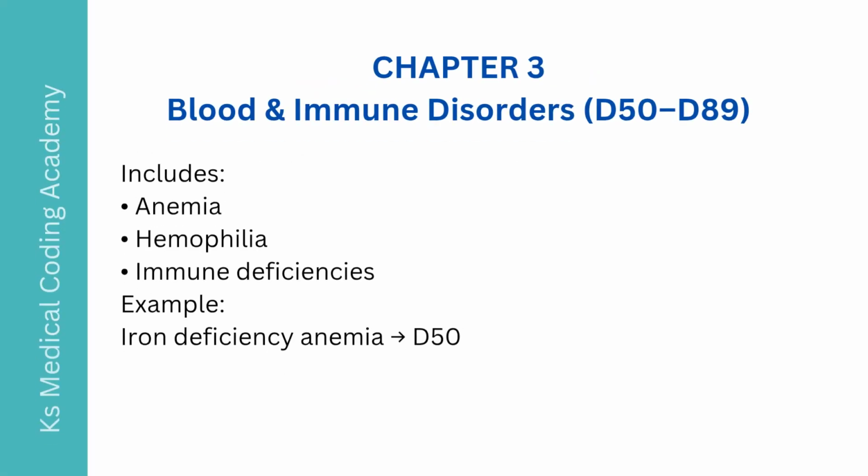Chapter 3. Chapter 3 includes diseases of the blood and immune system, coded from D50 to D89. Common conditions in this chapter include anemia, clotting disorders, and immune deficiencies. For example, iron deficiency anemia is coded using D50.